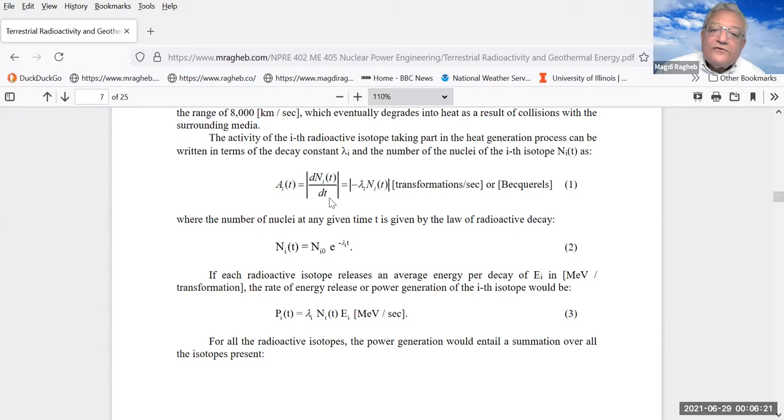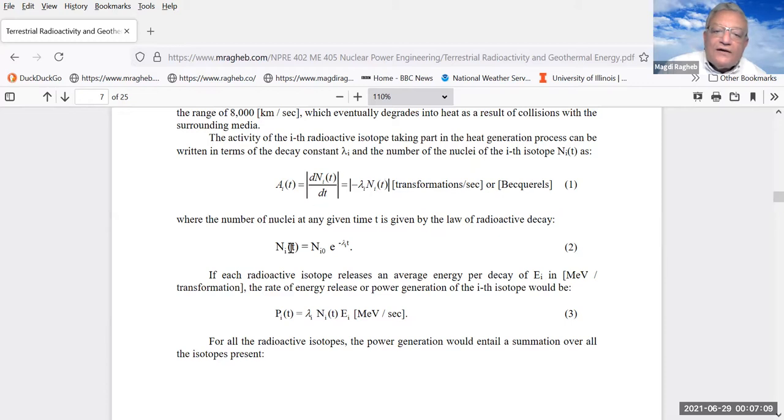All right, so if we take the rate of emission of radioactivity from the radioactive isotopes in the Earth's crust, we can write for each one of them a number of nuclei as a function of time. We can describe that activity as a modulus, because it's a negative value, obviously, because it's decreasing. But for each element that I've shown in the table, we get an activity of lambda, the decay constant, natural logarithm of 2 divided by the half-life, multiplied by the number of atoms at any time t. So that's transformations per second, or the unit of the Becquerel.